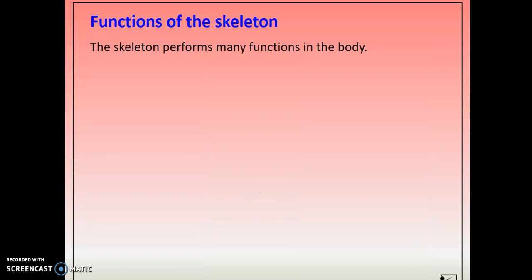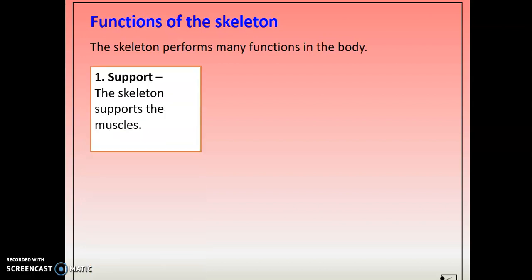Okay, moving on to functions then. So functions, the word function, if you don't already know, is just another word for job. What's its job? What's its role? What's the point of it? Why do we have it? And you need to know these. You need to know these 5 functions. You need to be able to tell me how they do that.